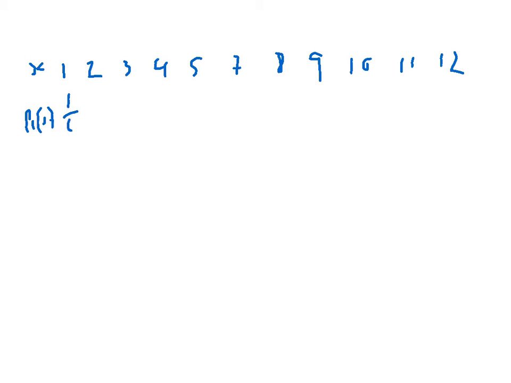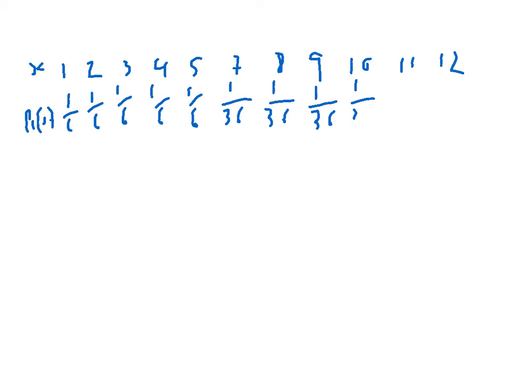So the possible outcomes are 1, 2, 3, 4, 5, 7, 8, 9, 10, 11, 12. Those are all the x's, and the probability of x is 1 on 6, 1 on 6, 1 on 6, 1 on 6, 1 on 6, 1 on 36, 1 on 36, 1 on 36, 1 on 36, 1 on 36, and 1 on 36.